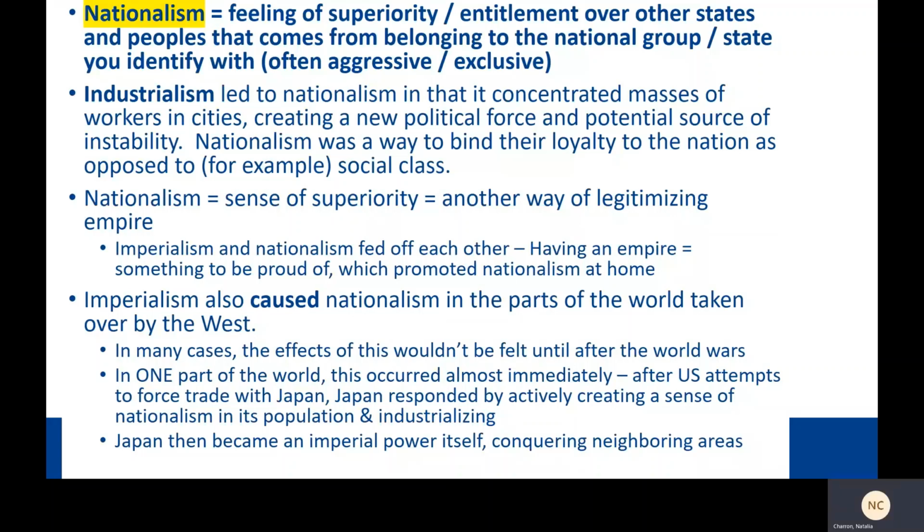In many cases, the effects of this wouldn't be felt until after the World Wars, when all of these colonies that had just been dominated started to fight for their independence. But in one part of the world, as we've seen, even in the age of imperialism, this occurred almost immediately. After the United States attempted to force trade with Japan, for example, Japan responded by actively creating a sense of nationalism in its population, and then industrializing, and then becoming an imperial power itself, conquering neighboring areas.